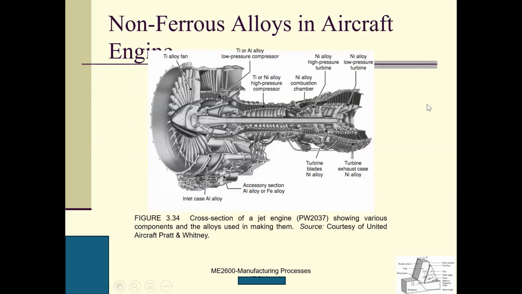So here are the non-ferrous alloys in the aircraft. This is the engine. They use titanium alloy for the fan. Titanium alloy for the compressor. Titanium or nickel alloy for the high pressure compressor. Nickel alloy for the turbine blades. Aluminum alloy for the inlet. The case we use aluminum alloy. So you can see these non-ferrous alloys are very useful for applications at high, elevated temperature.